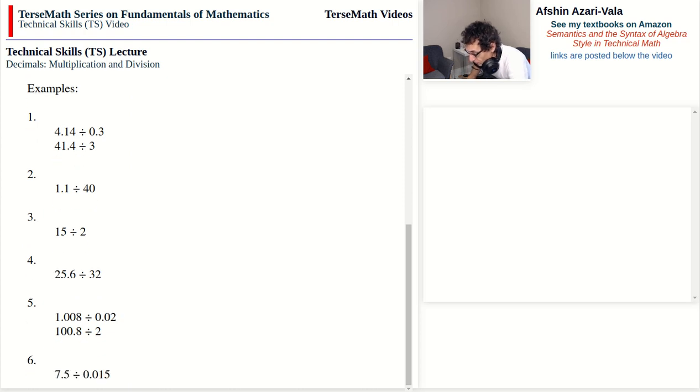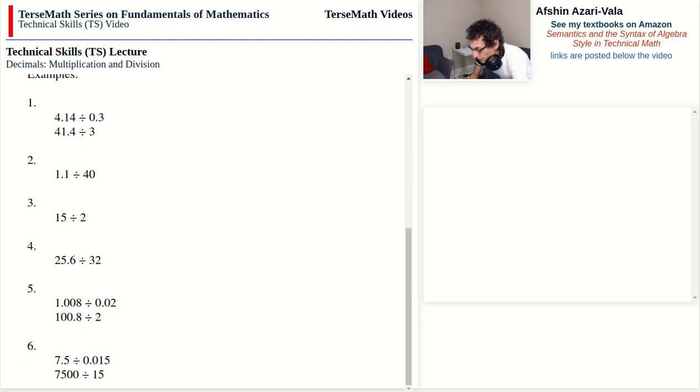And the last example, 7.5 divided by 0.015. Now we have 3 decimal digits. We move the decimal point forward over 3 in the divisor to get 15. And then we move the decimal point in the dividend over 3 digits as well to get 7,500. Alright, so that's how step 1 works.